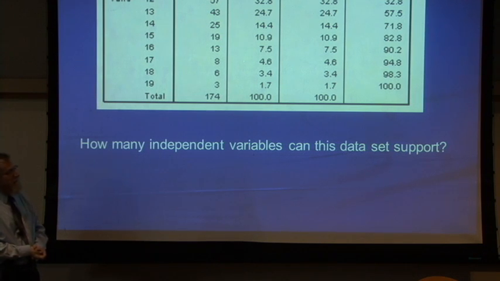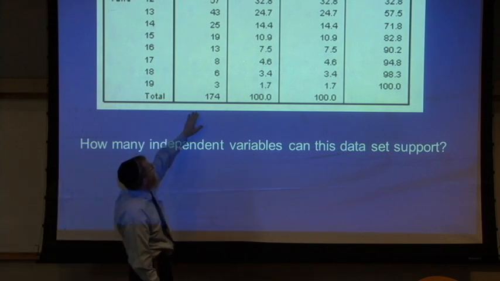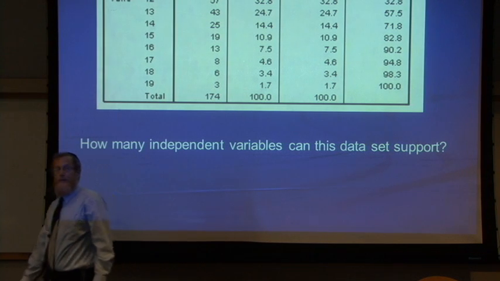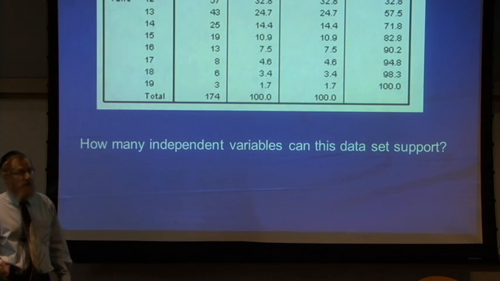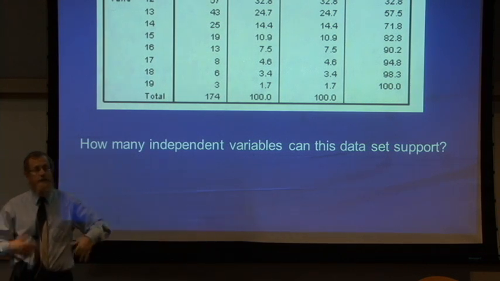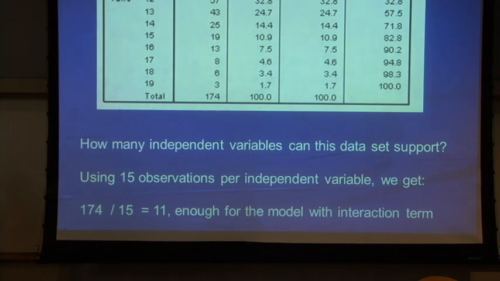Something with the total. Okay, what's the total here? 174. Right, good. So we have 174 observations. And the basic rule of thumb is 15 observations per independent variable. So we take the 174, divide by 15, and you'd see what you get. If you're doing an exploratory analysis, more like pilot work, then you might settle for 10. If you're submitting this for an NIH grant proposal, you'll probably shoot for 20. But using the rule of 15, you get about 11, which would have been enough for the model we wanted, with an interaction term if we want.